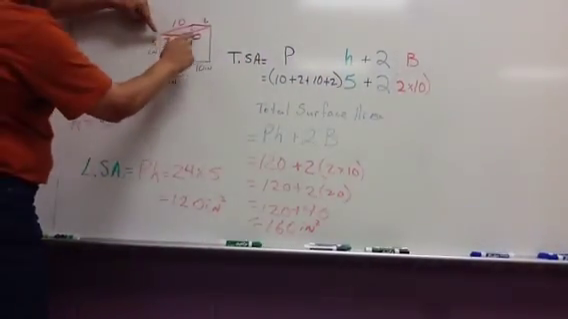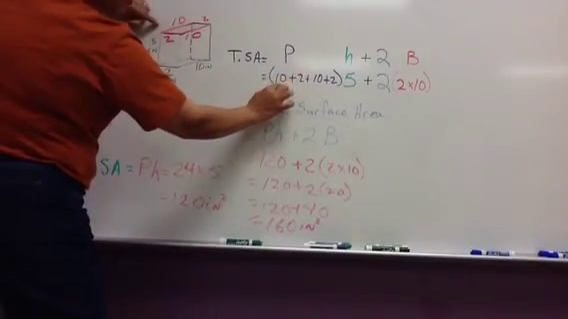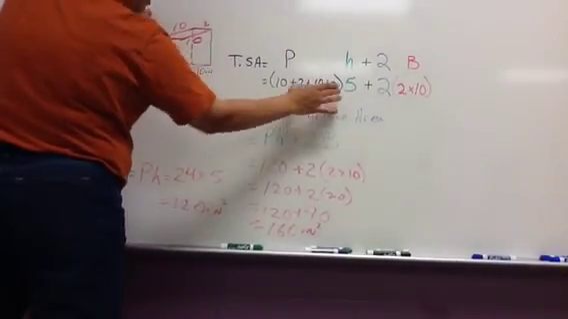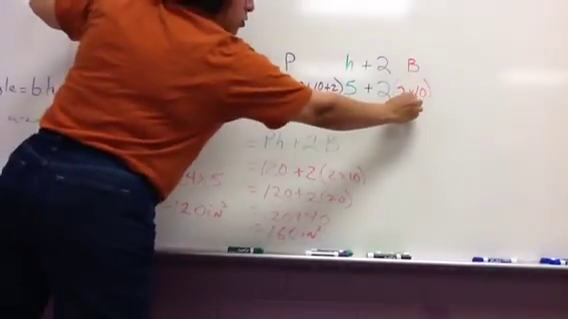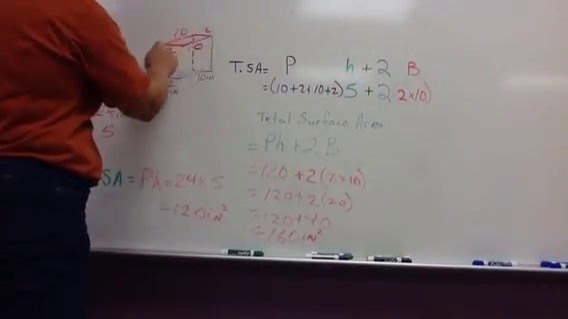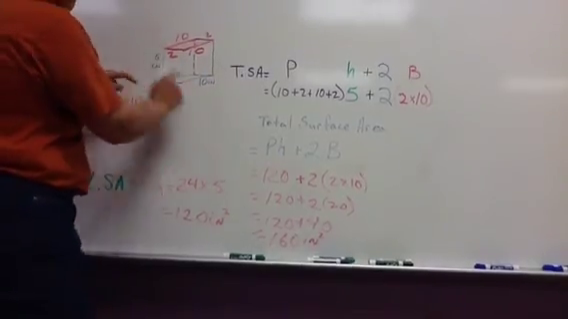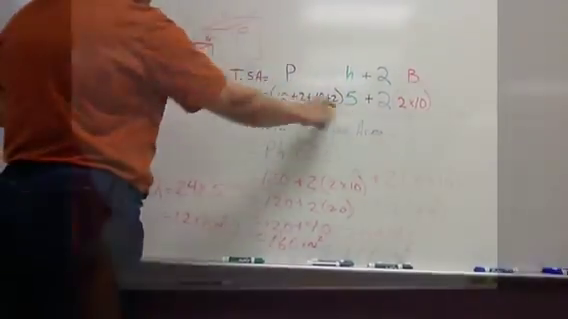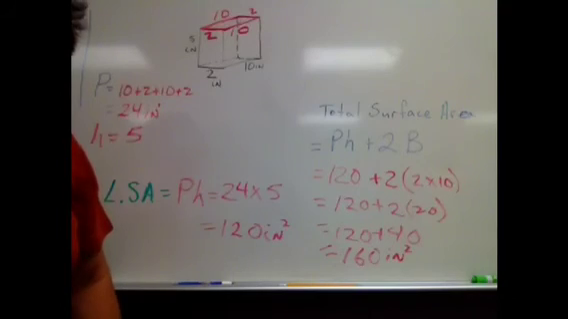Guys, do you notice it's the same numbers? We're adding 10 plus 2, 10 plus 2 here, and then we're multiplying 2 times 10 here for the base. I want you to see that it's all connected to this. The only time we use our height is right here. I hope this helps, and we'll discuss it in class.